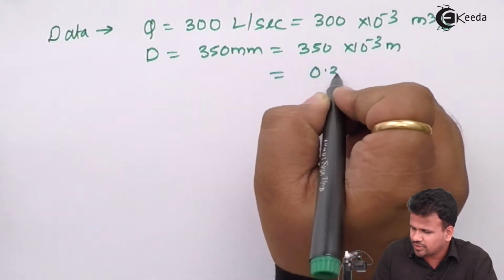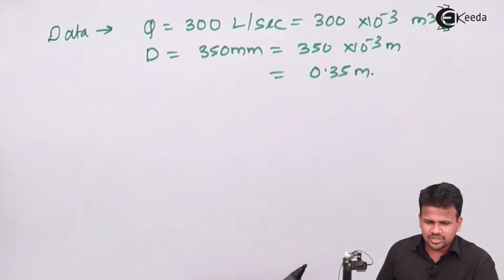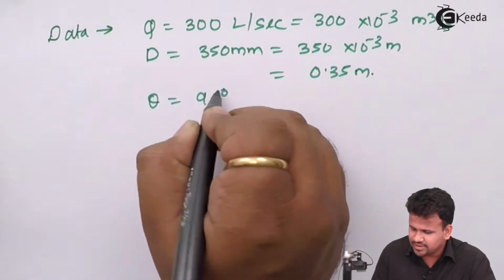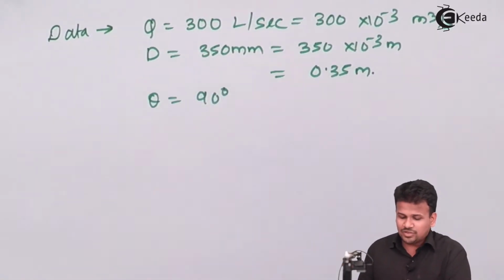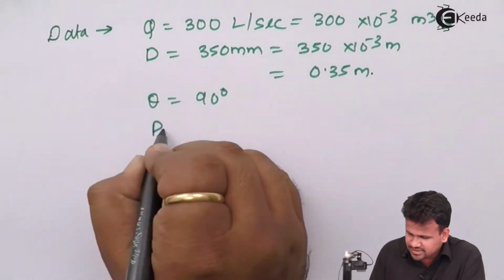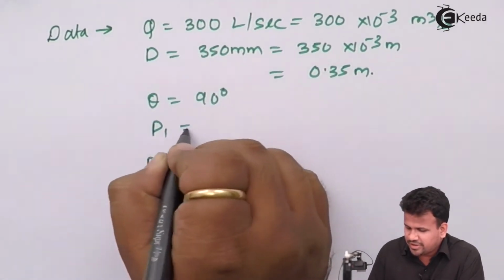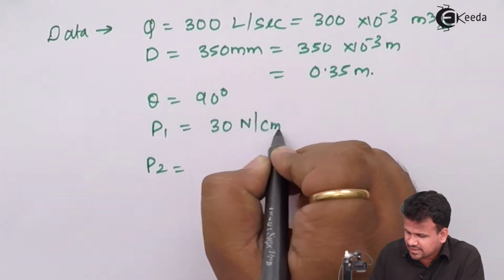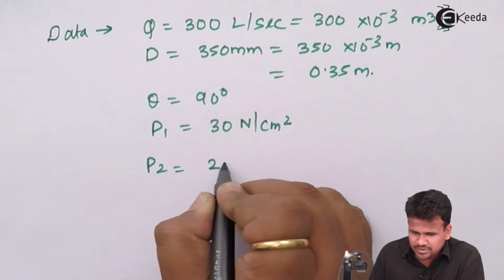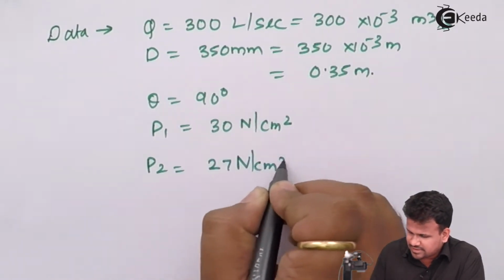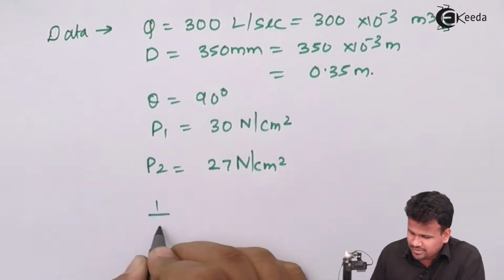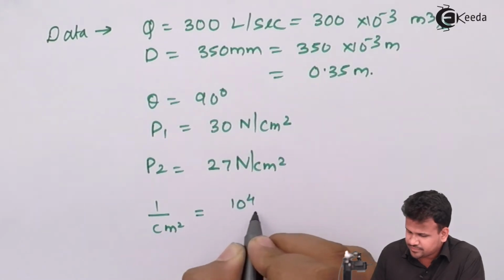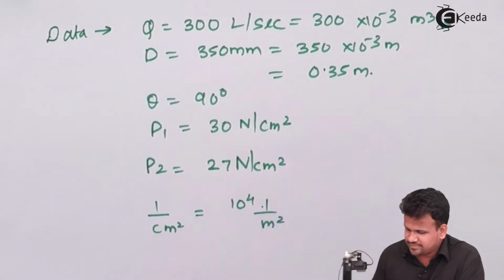So this is 0.35 meters. The third thing which they have given us is theta equals 90 degrees, that is the angle of bend. And the two other things they have given to us are P1 and P2. According to the question, the value of P1 is 30 Newton per centimeter square and P2 is 27 Newton per centimeter square.